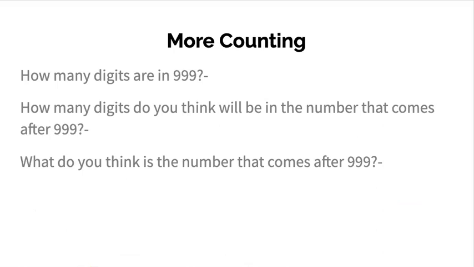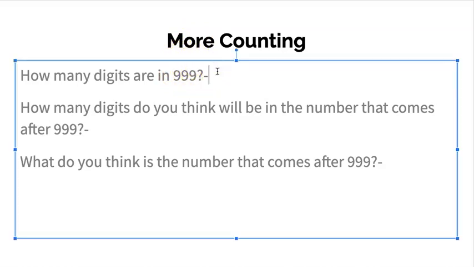All right, more counting. How many digits are in 999? 1, 2, 3. There's 3 digits in 999. All right, how many digits do you think will be in the number that comes after 999?